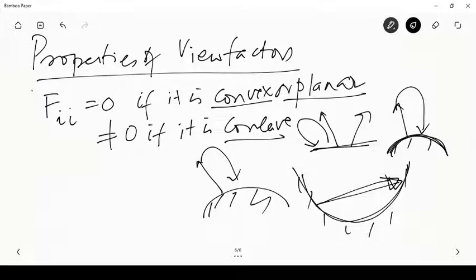So one thing is that the self view factor of a surface is non-zero only for concave surfaces, and for convex and planar surfaces it is 0. So this is one thing that we'll need to know. The second property, of course, is reciprocity.